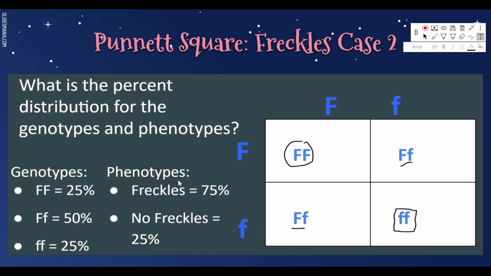But if you're talking about their phenotypes, and which ones are going to have freckles and which ones no freckles, remember, as long as there's just one dominant F there, they are going to have freckles. So dominant F, dominant F, dominant F. So 3 of these, which makes 75%, are going to have freckles. This one right here, little f, or homozygous recessive, is 25%. So only 25% of the kids will not have freckles.